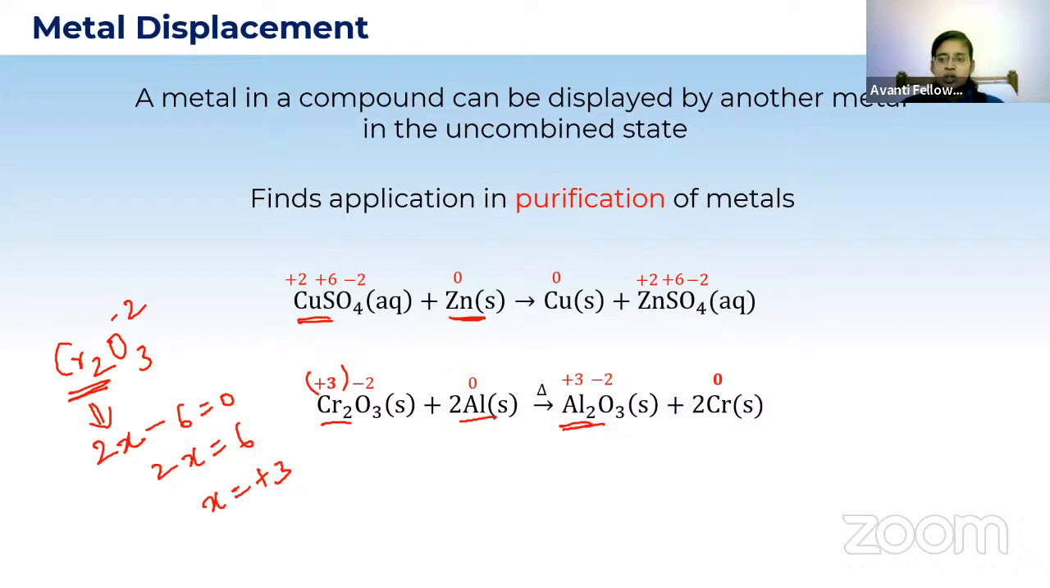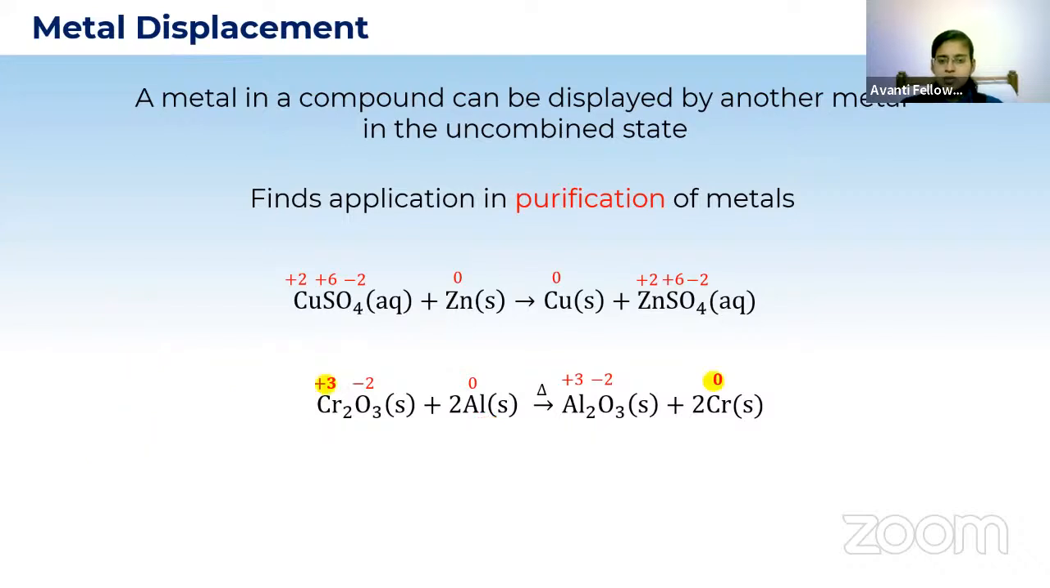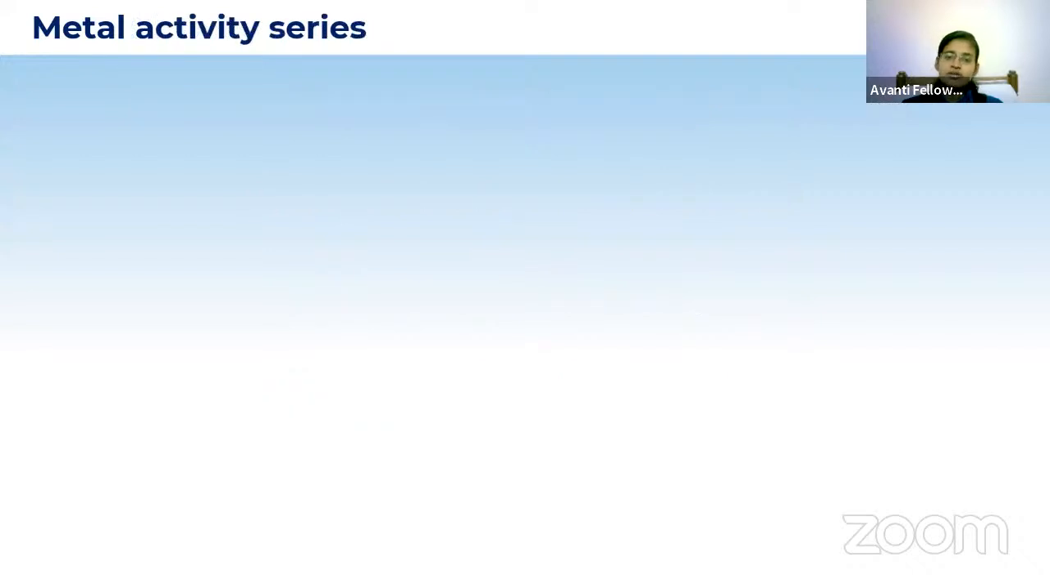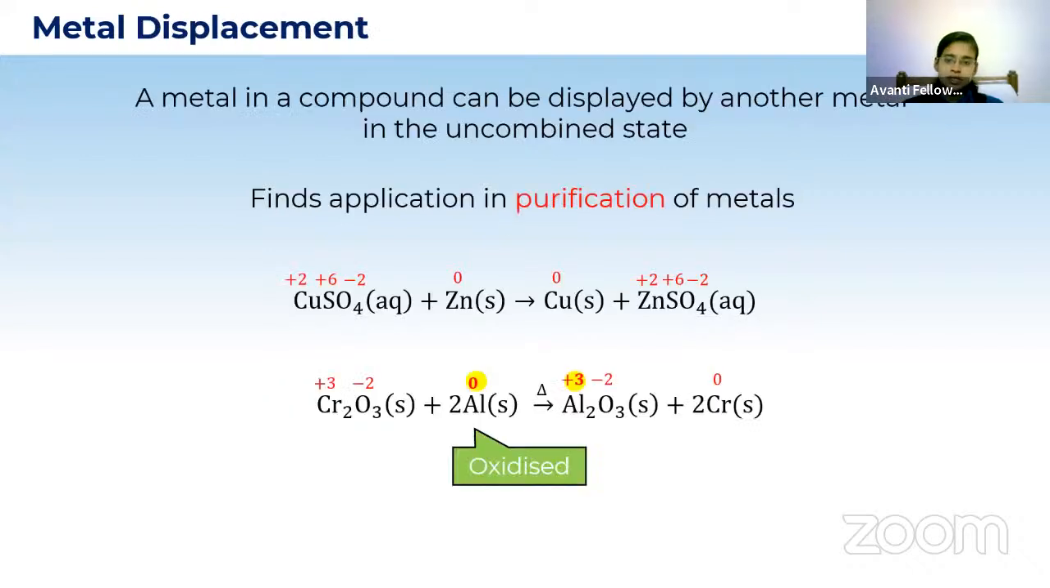All right. So now coming to the oxidation state of chromium, chromium is moving from plus 3 to 0. Plus 3 to 0 means it is reduction. Chromium has got reduced. Then if you look at the oxidation state of aluminium, it is moving from 0 to plus 3. So it is oxidation, which is an example of metal displacement.